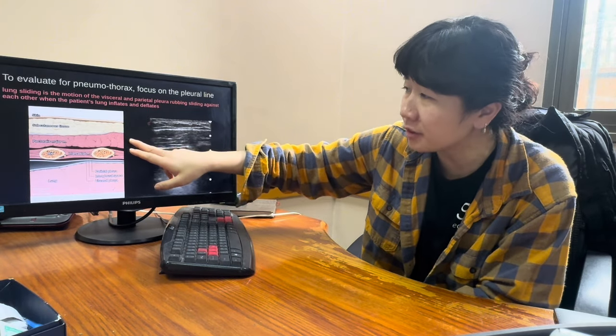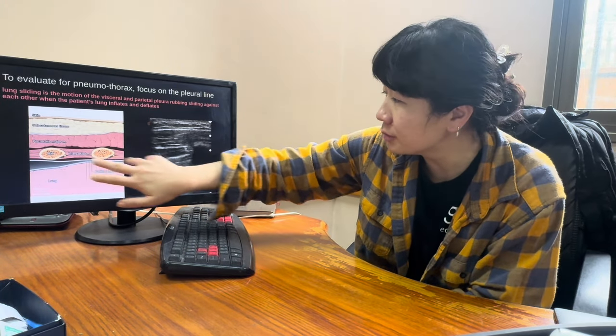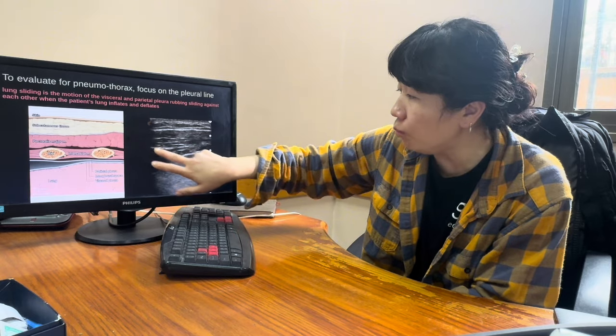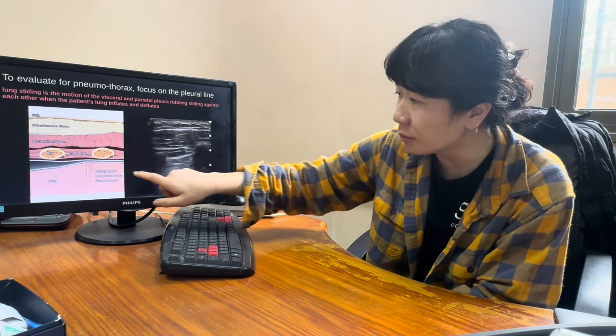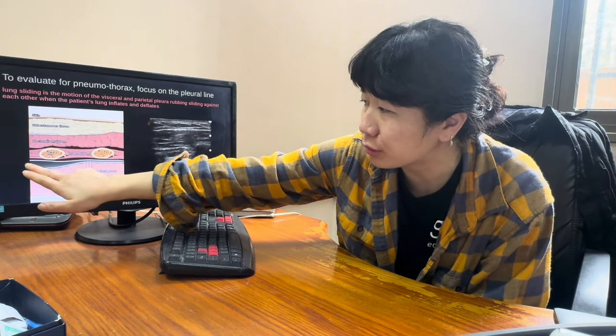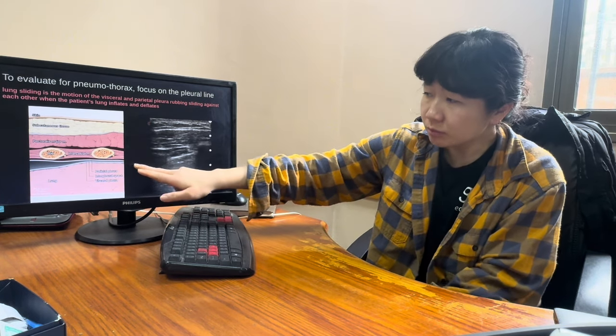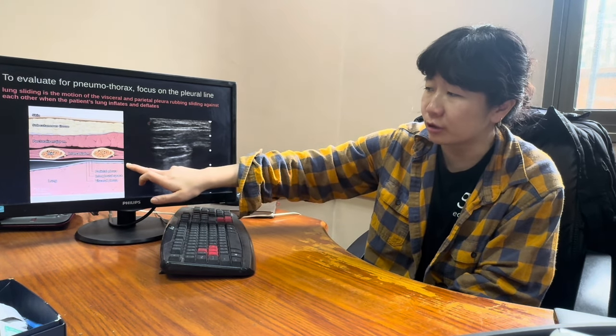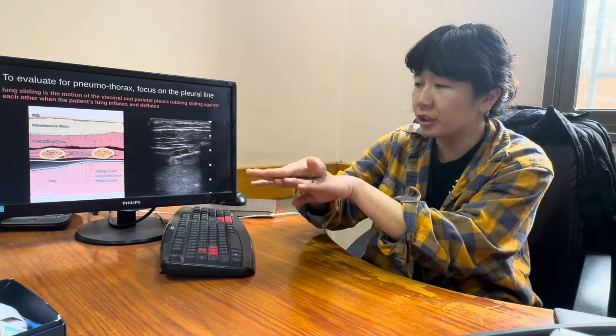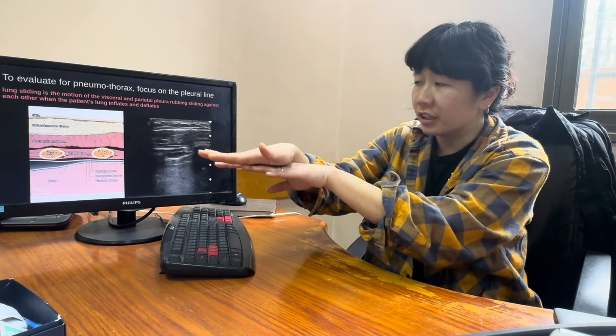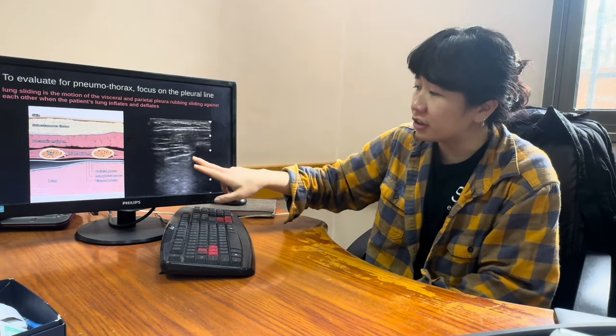So here's the anatomy, your soft tissue, your ribs, which correspond to these ribs here, and the rib shadow. In this image, they have a part where the pleural line is not touching, and then it touches here. But a normal lung would look like this, where the parietal pleura and the visceral pleura are touching. And then when the patient breathes, the pleura slides against each other. So you get this shimmer effect.